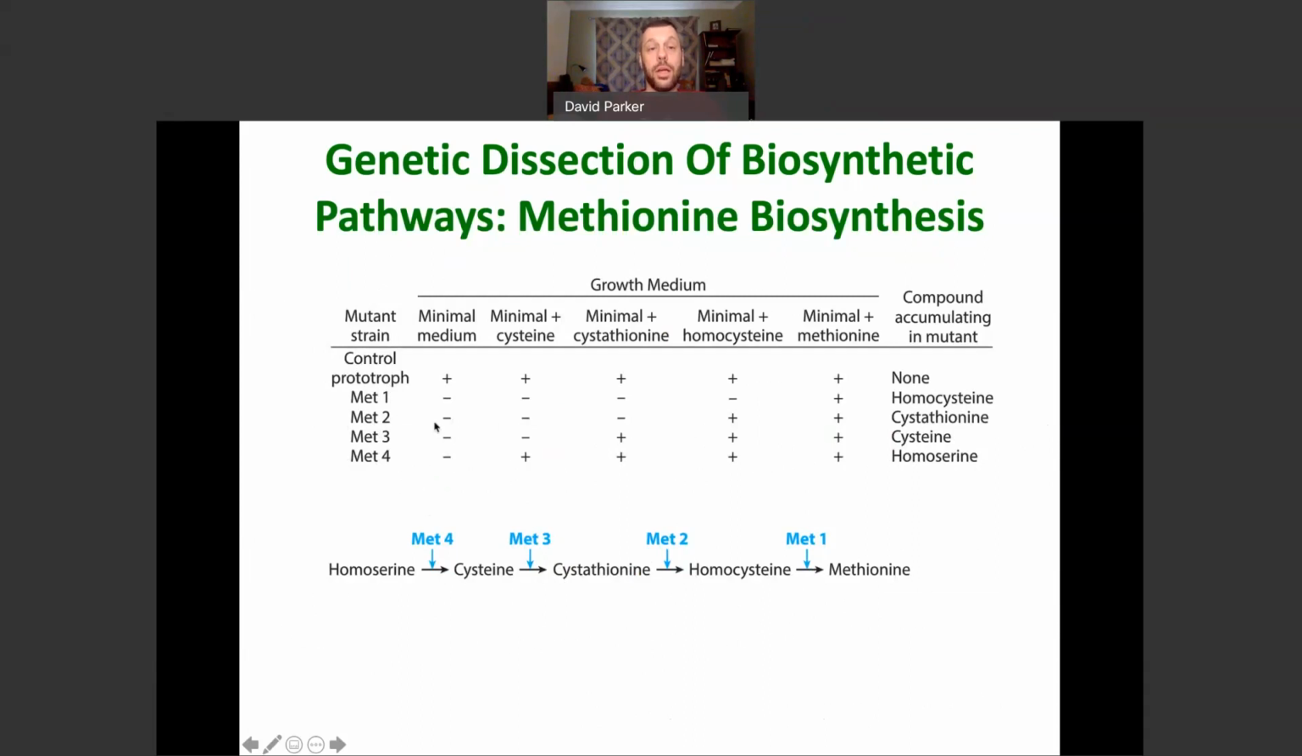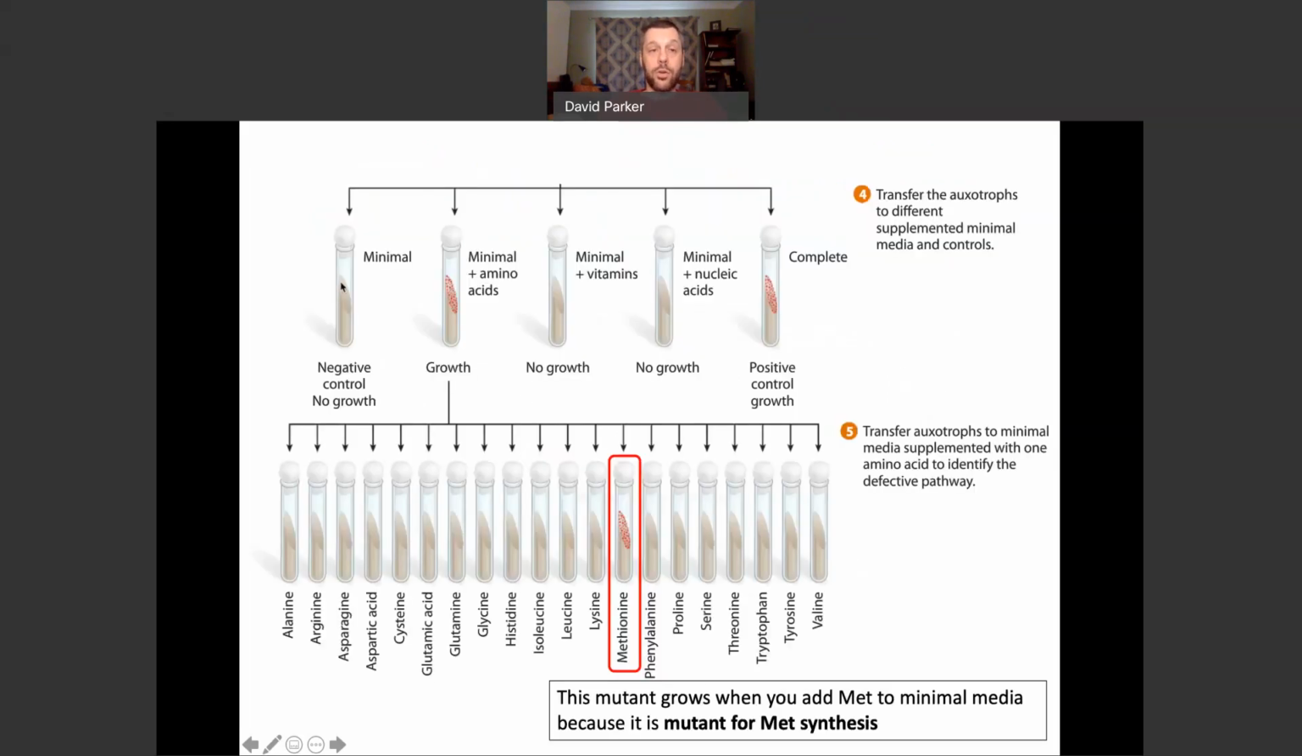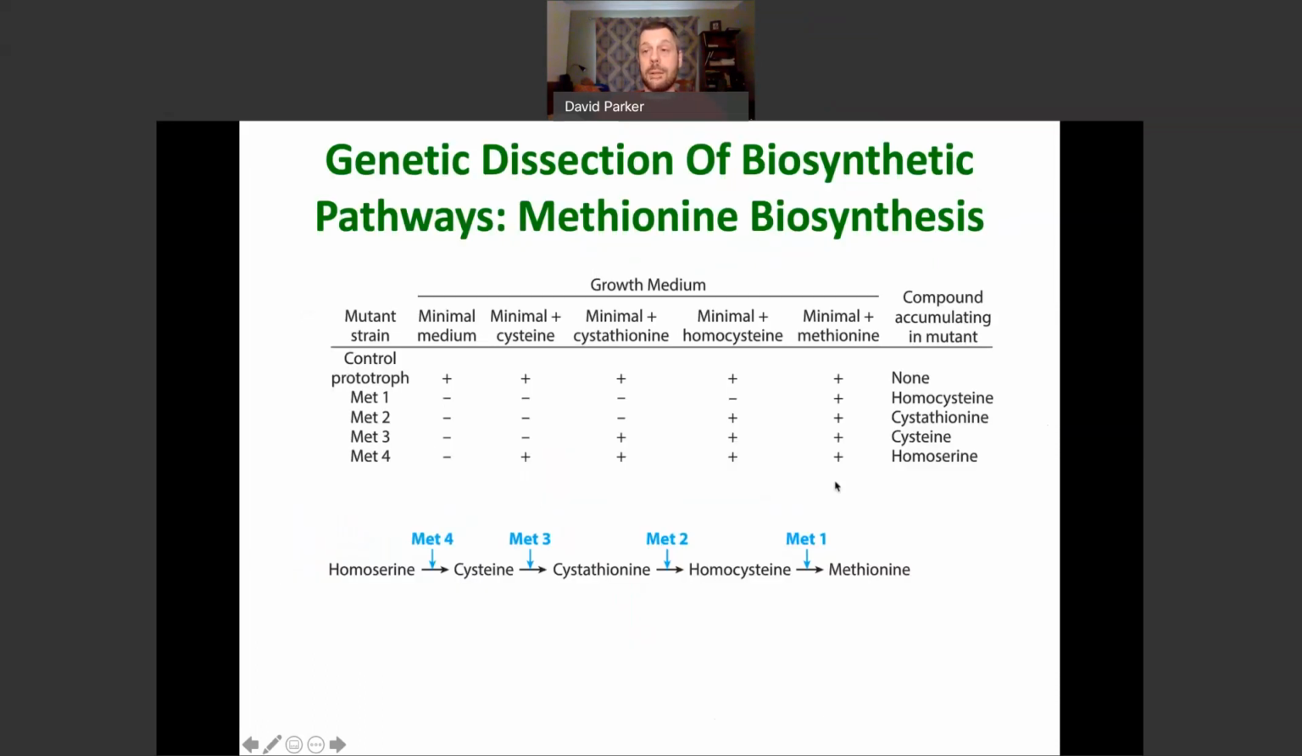And then they knew that these mutants did not grow on minimal media, because that's how they identify them in the first place, right? They know they don't grow on minimal media. They know when they add methionine, all of these mutants should grow because that's how they found them in the first place. So if we grow these things on minimal media, these are the mutants down here, and across the top is what they're trying to grow these guys in.